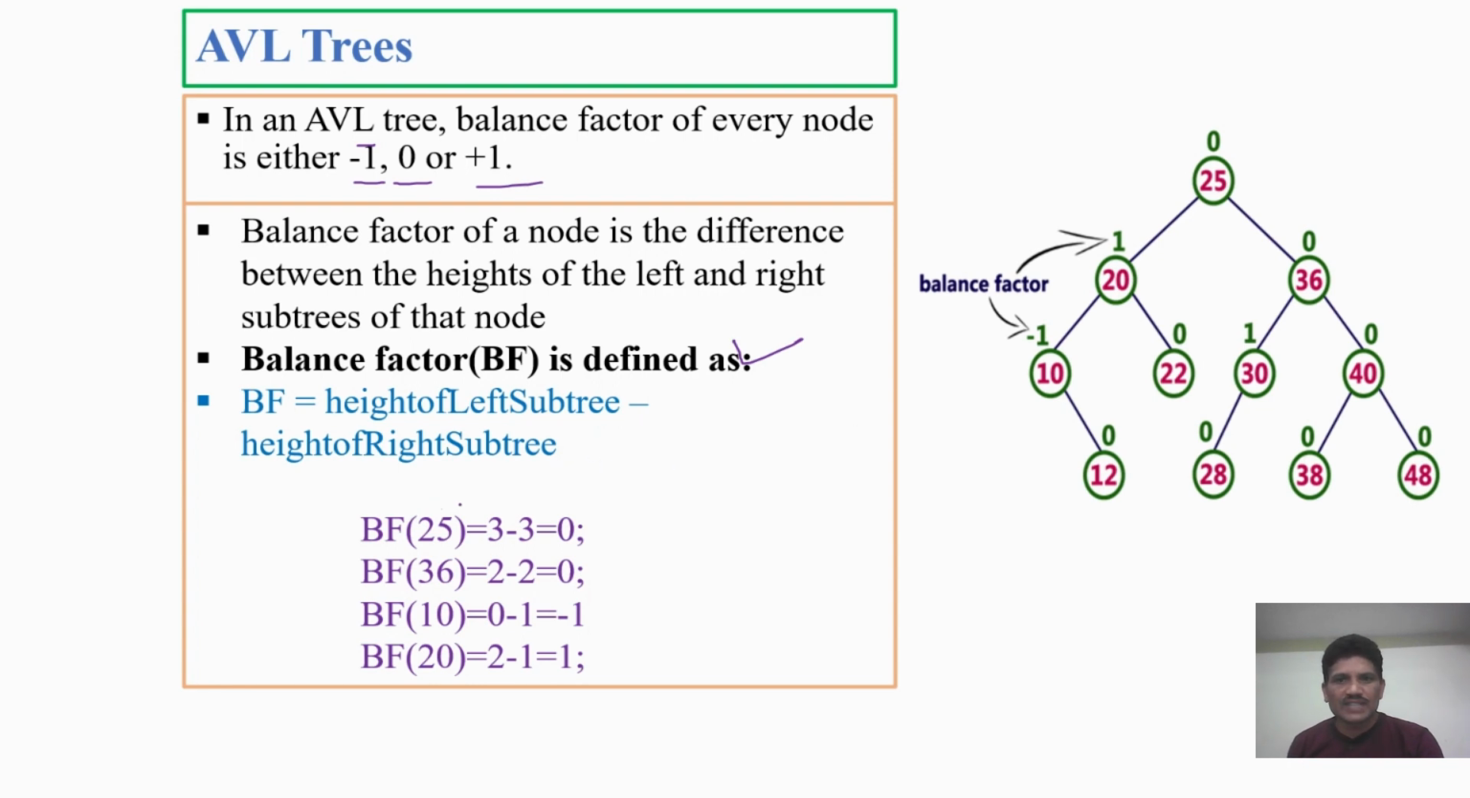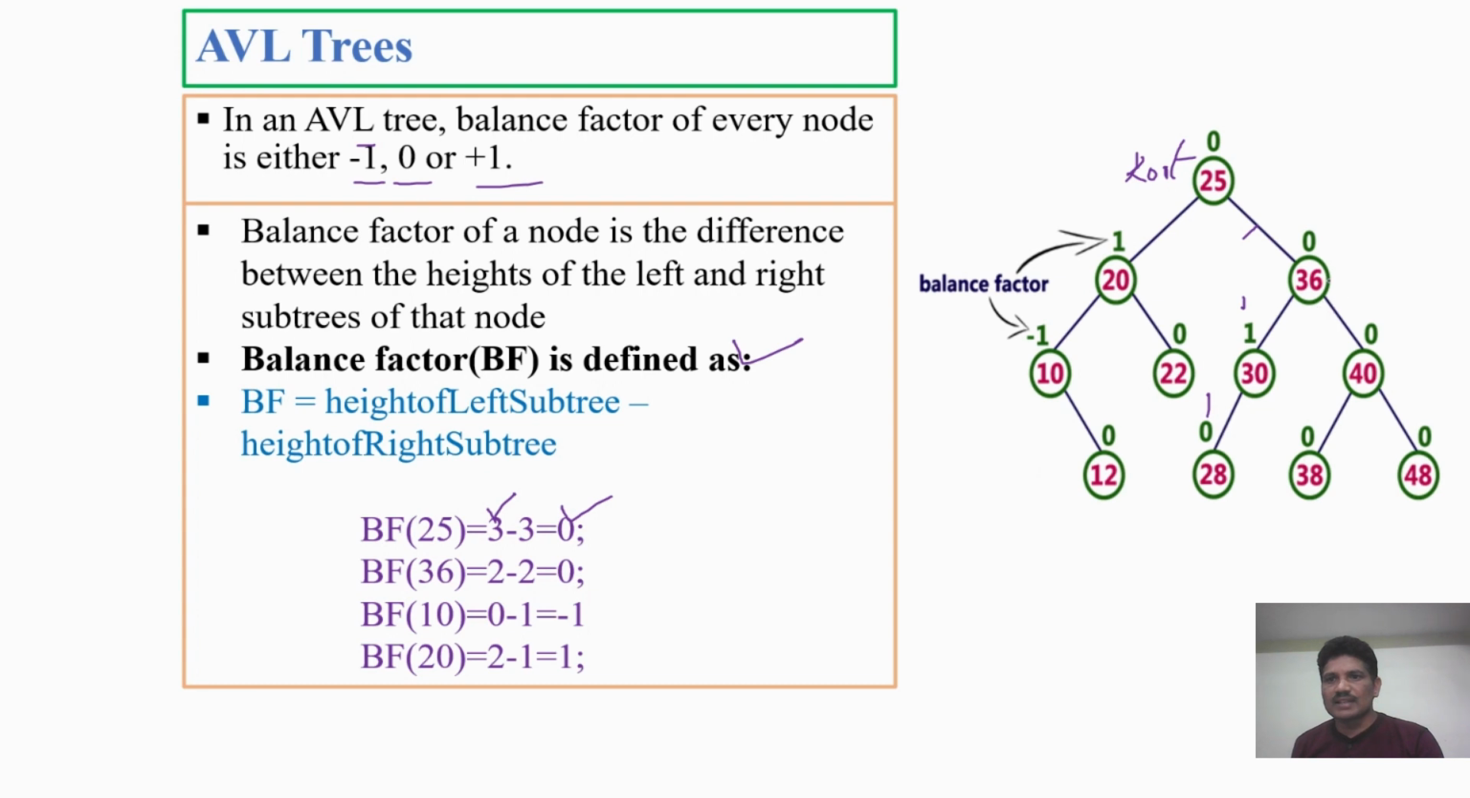For example, the balance factor of 25. Here 25 is the root node. What is the balance factor of 25? Height of the left subtree: 1, 2, 3, so the height of the left subtree is 3. Height of the right subtree: 1, 2, 3. There are 3 edges in the left subtree and 3 edges in the right subtree. That's why the balance factor of node 25 would be 0.